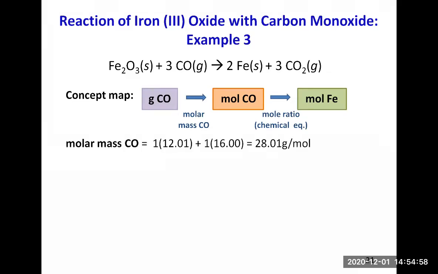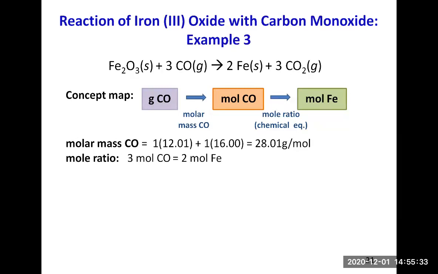The molar mass of CO, carbon monoxide, is 1 times the molar mass of carbon, 12.01, plus 1 times the molar mass of oxygen, 16.00. You add them together and it's 28.01 grams per mole of CO. Next, we need the mole ratio between carbon monoxide and iron, and we see from the chemical equation above that we need 3 moles of carbon monoxide to make 2 moles of iron.